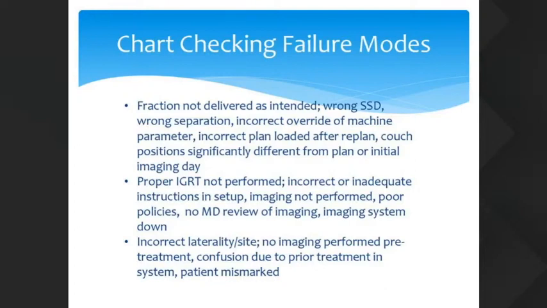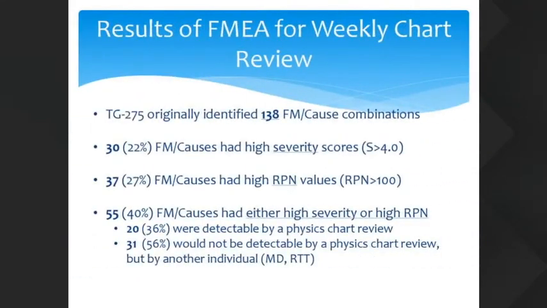Here are our results for the weekly chart review. In TG275, we originally identified 138 failure mode cause combinations. So for some failure modes, you'll have multiple causes. 30 of them, or 22%, had high severity scores, and we decided as a group to choose 4 as our cutoff point.